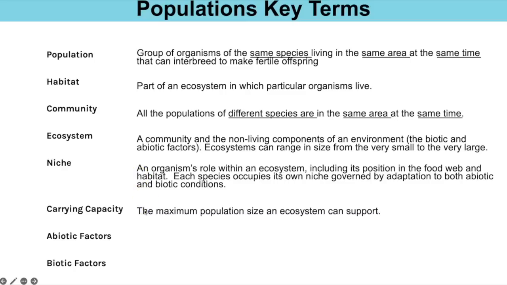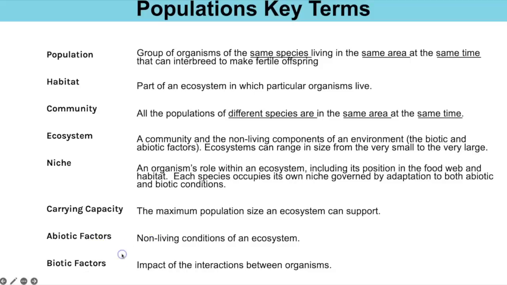Carrying capacity is the maximum population size that an ecosystem can support. And if you exceed that carrying capacity, there then won't be enough resources for all of the individuals and they'll start to die, and that will then bring it back to the carrying capacity level. Abiotic factors are the non-living conditions of an ecosystem that affect the survival of individuals. And the biotic factors are the impacts of the interactions between organisms.